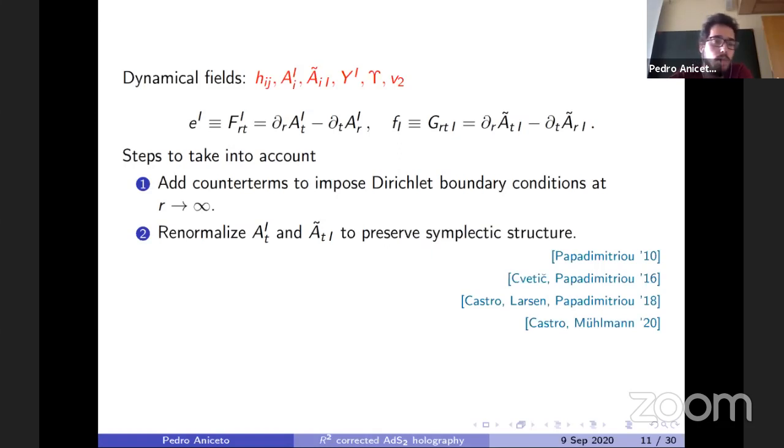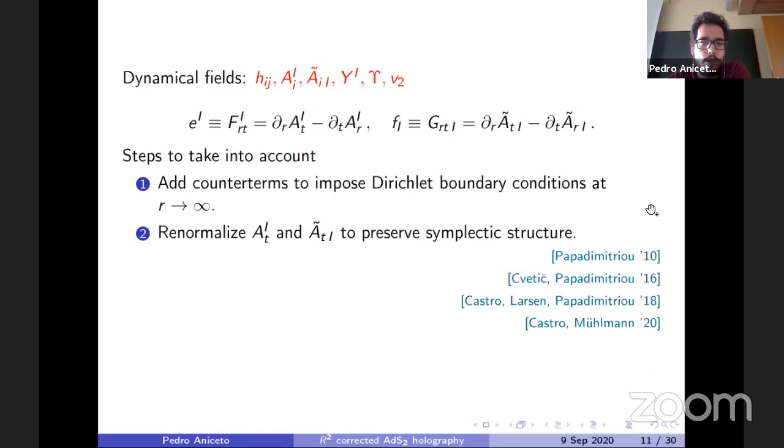We also have to take some care in treating the gauge fields and renormalizing them so that they preserve the symplectic structure. This procedure was mainly based on the description in a 2010 paper by Papadimitriou, and it has already been used quite a lot in the literature. Like in these three papers, it's very nicely described how to do it.